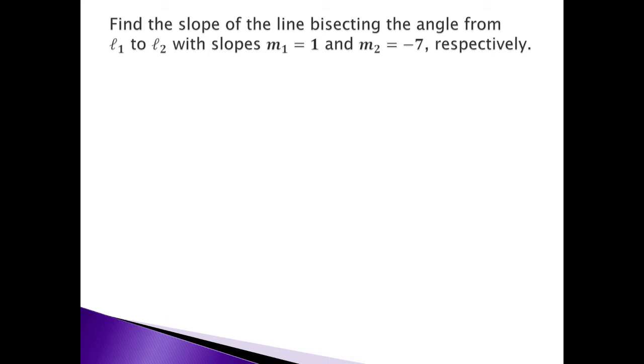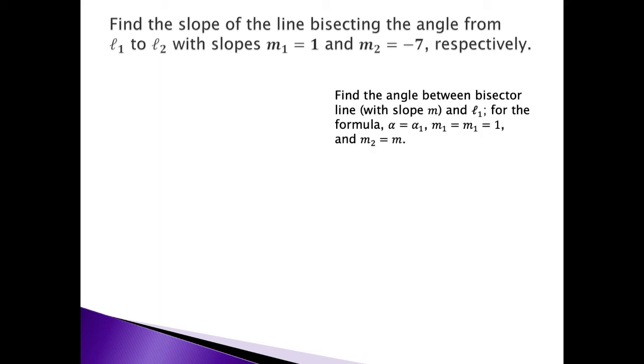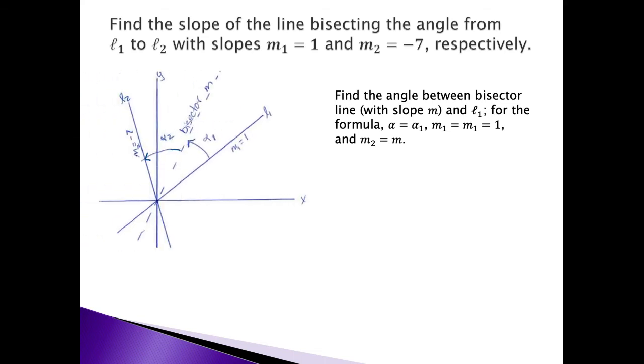Next, find the slope of the line bisecting the angle from L1 to L2 with slopes M1 equals 1 and M2 equals -7 respectively. So we're looking for the slope of the bisecting line. If the angle between the bisector of the line with slope M and L1, for the formula we have alpha equals alpha 1, M1, and M2 equals M. So we have the bisector is M, and we have alpha 1 and alpha 2. Tangent of alpha is M2 minus M1 over 1 plus M1 times M2.